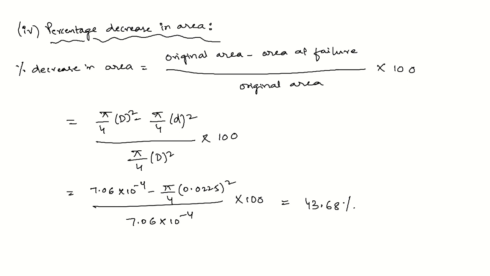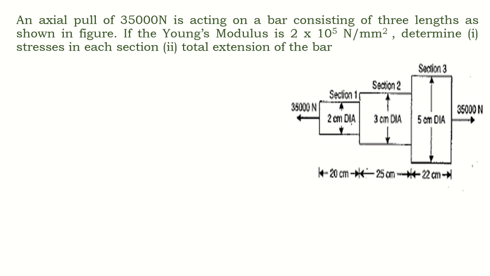Okay. Now let's see another problem, which is about varying cross sections. So here you can see, this is a bar of varying cross section. You have 3 different sections in a given bar, which are of different diameters and different lengths, and they form a complete single part. And he is telling that there is an axial load of 35,000 Newton acting on either side. Okay. So Young's modulus of this complete composite section is given. He is asking us to calculate the stress in each section.